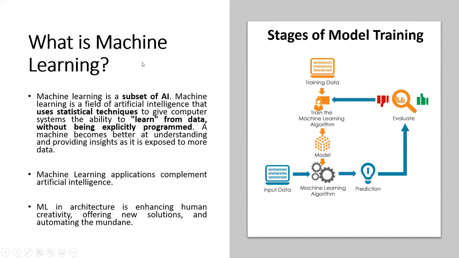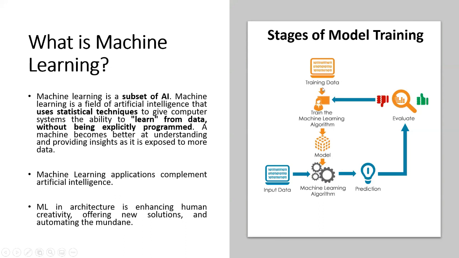So, what are the stages of machine learning? First of all, here the model does not mean our architectural model. It is not a 3D model. This is completely a statistical model which we are talking about here in machine learning. So it has few steps. First, we need to get the training data.